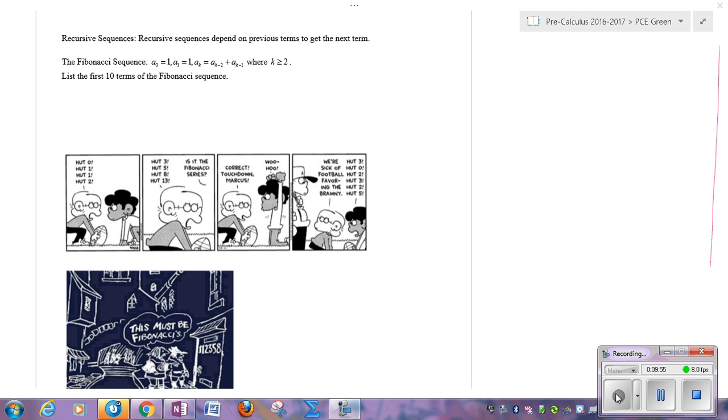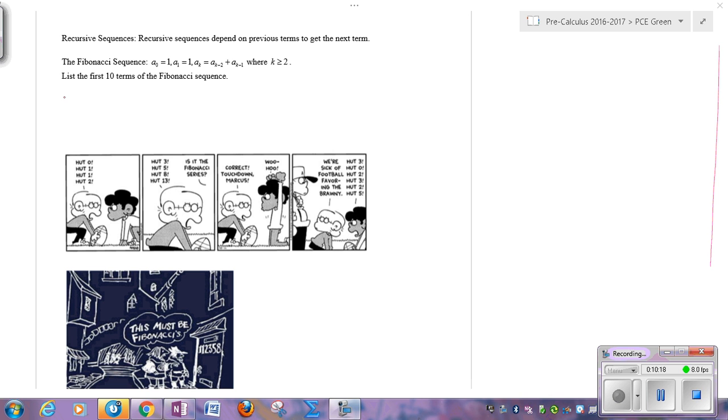So one of the famous recursive sequences is the Fibonacci sequence. So if you know the Fibonacci sequence, you understand how you get from one term to the next. There's a couple little comics down there, a little math humor for you to take a look at. But what we're going to do is establish the first 10 terms of the Fibonacci sequence.